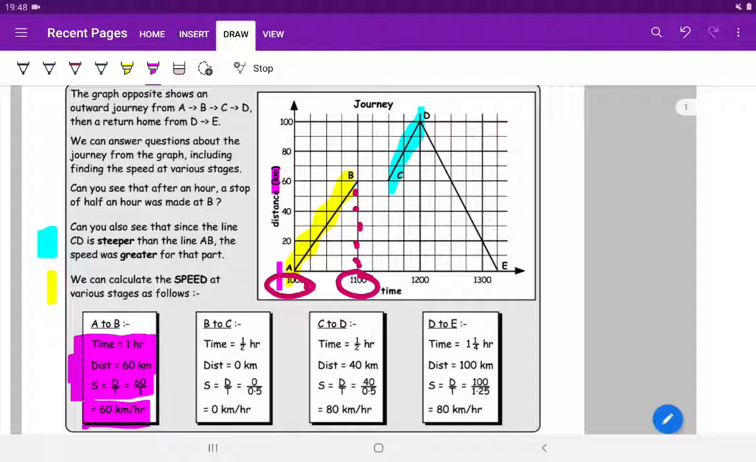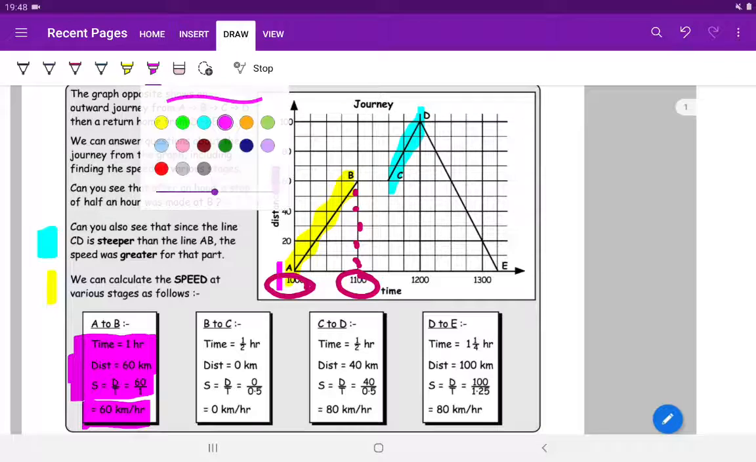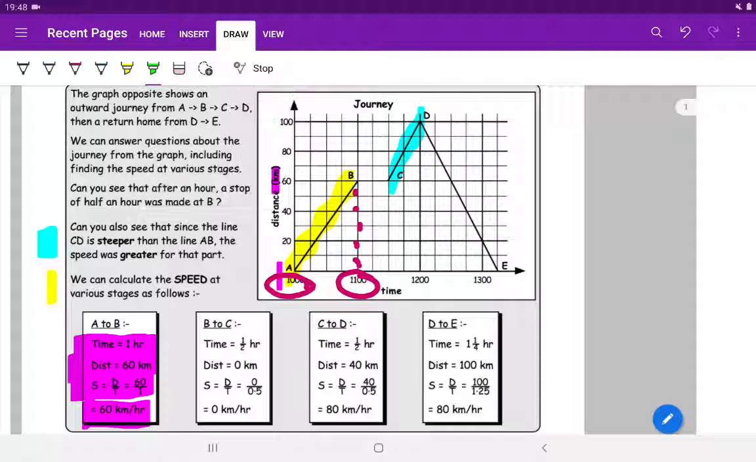B to C, the speed's obviously going to be 0, so this is this box here, okay, because, well, if we think about it, we're not travelling anywhere, so we've not got any speed, so that one's hopefully a little bit more obvious.